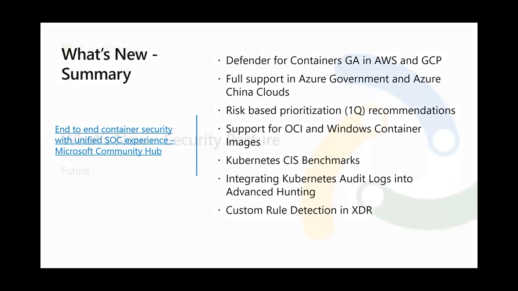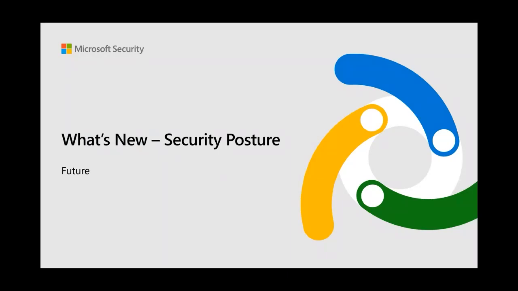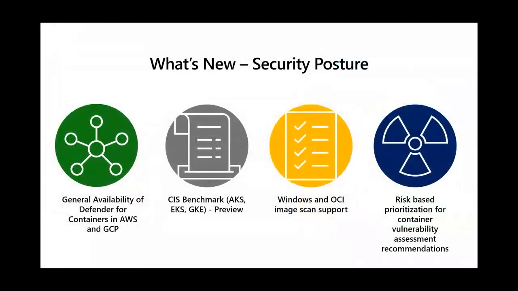So taking a closer look at what's new in security posture. From the posture side of the house here, we'll be discussing the posture capabilities that are available to you now that we're GA in multi-cloud. And we'll also take a closer look at the CIS benchmarks, the support for Windows and OCI in vulnerability scanning, and the new risk-based prioritization recommendations that we released for the vulnerability scanning.